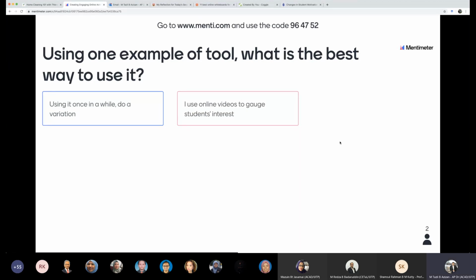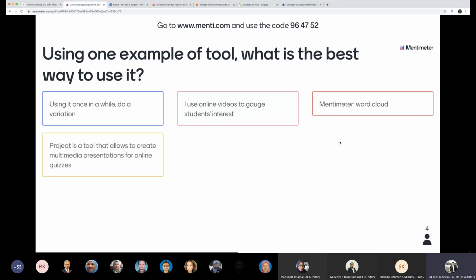Okay, I use online videos to gauge students' interest. Mentimeter through the word cloud, okay, as what we used just now. So with the Mentimeter word cloud, we can use the keywords. So these are the keywords.